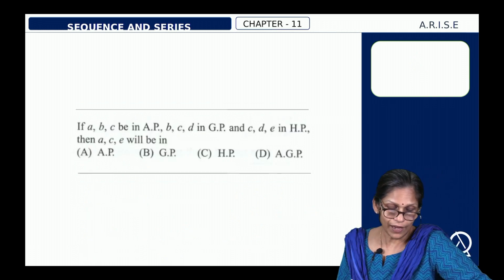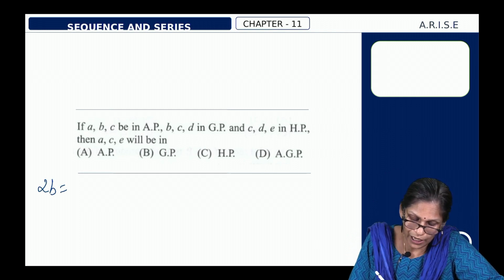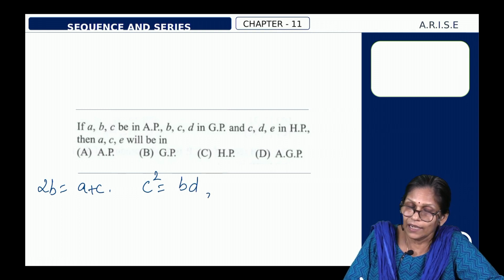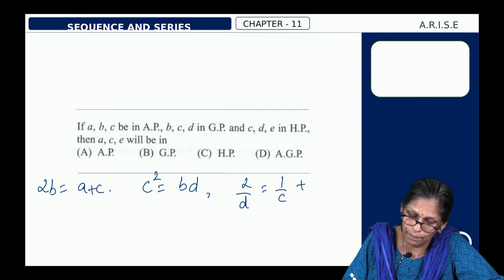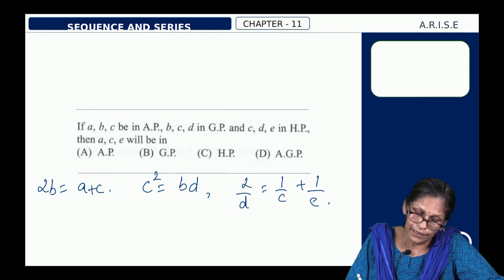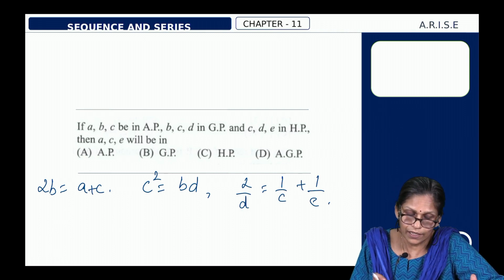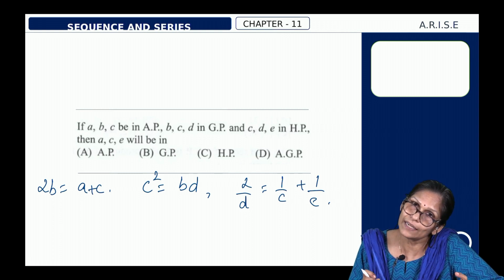Okay, here, if A, B, C are in AP, so what is given? Isn't 2B equal to A plus C? B, C, D are in GP, so C squared is BD. C, D, E are in HP, so their reciprocals are in AP, making 2 by D is 1 by C plus 1 by E. Okay, then A, C, E will be in... Now look at the question. You need to introduce A, C and E. So what are the variables that are not needed? What are not needed are B and D.